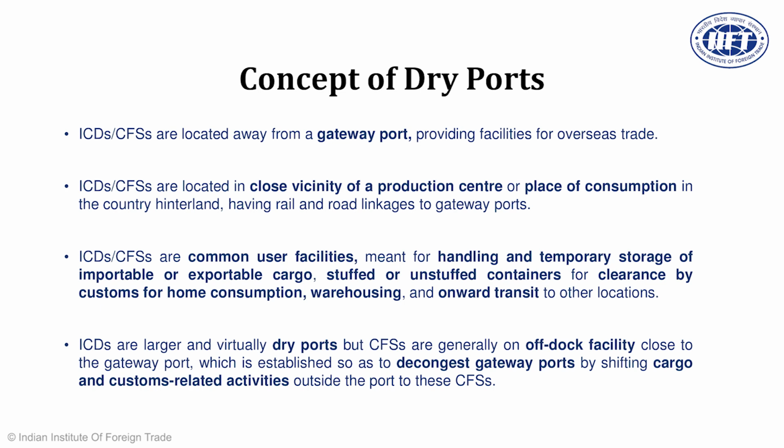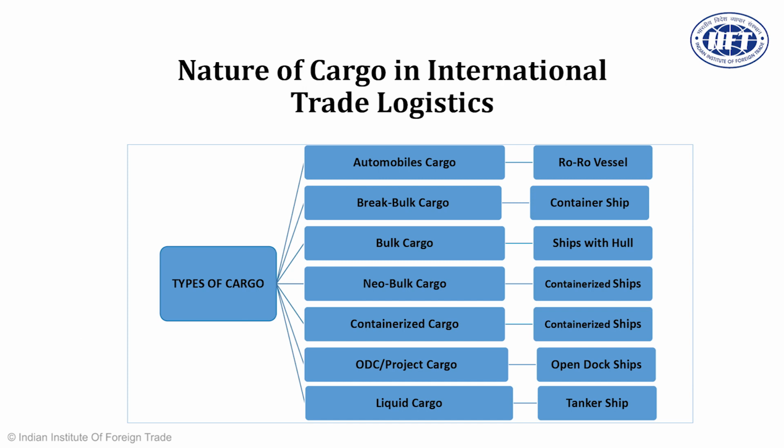Dear friends, these are the various types of cargo which are handled in international trade logistics, and there are different types of vessels for that purpose. Automobile cargo is handled by RoRo, roll on, roll off. So on these vessels, a car at a speed of 40 goes directly inside. May I request all of you to just type on YouTube video RoRo vessel.